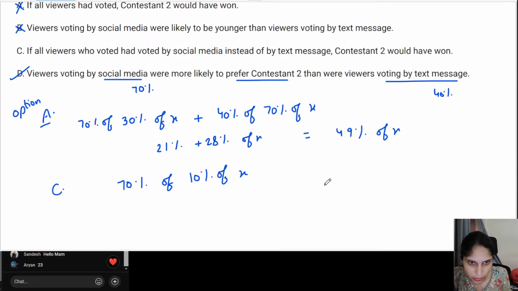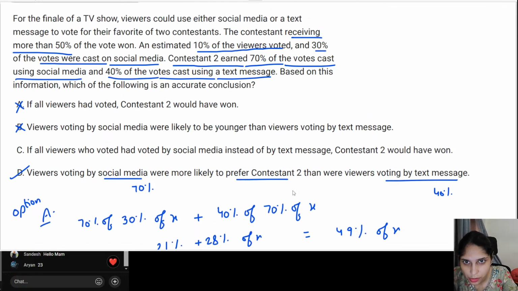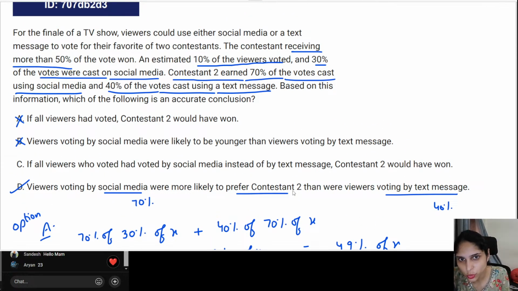All right. No information about contestant 1. So you do not know if it is going to win or not. And this is 7% of X if we calculate this. All right. So here the only thing we know is that social media prefers contestant 2 rather than the people who are voting for text messages. Now the next medium question is question number 9.